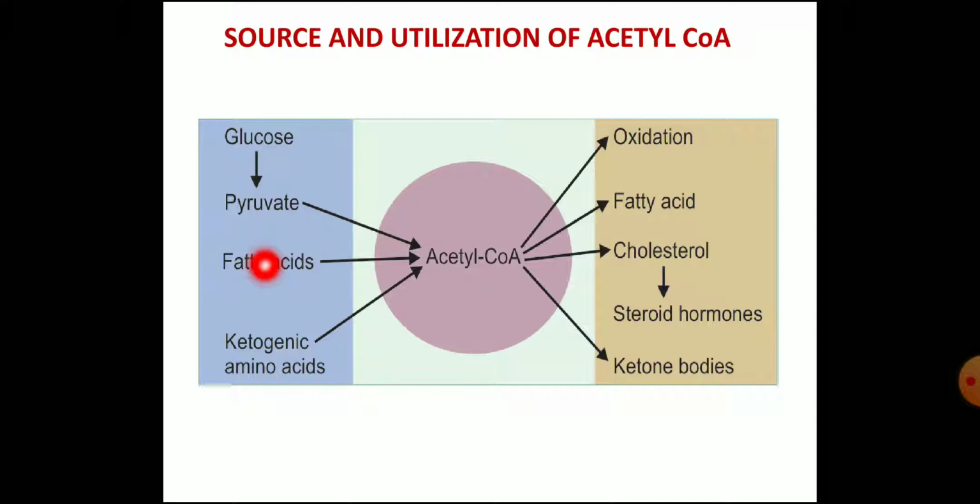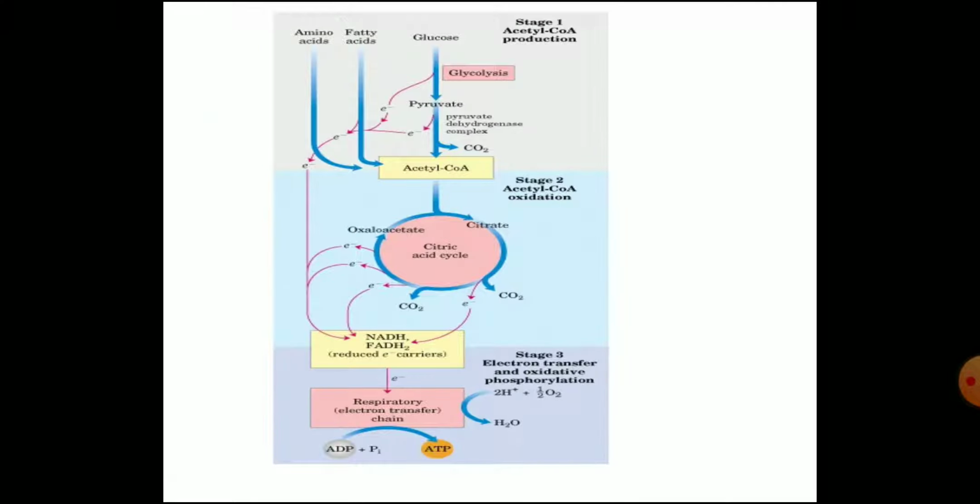Then from fatty acids, as you all know, beta oxidation produces acetyl coenzyme A as the end product. Then from the ketogenic amino acids like leucine, or from phenylalanine, tryptophan, etc., acetyl coenzyme A can be produced, and that will enter the TCA cycle for the final oxidation. Now in this figure you can see how the acetyl coenzyme A is produced and how it enters the TCA cycle, and from where the reduced coenzymes enter the electron transport chain, finally the respiratory chain, that is the final production of ATP.